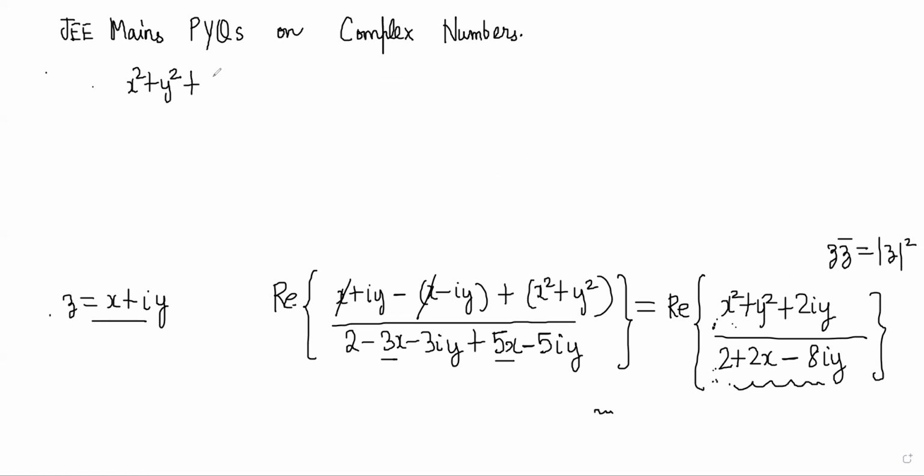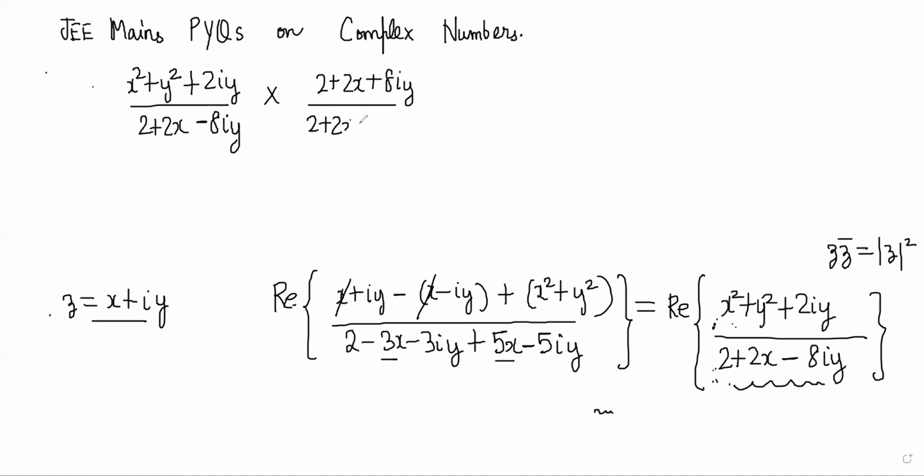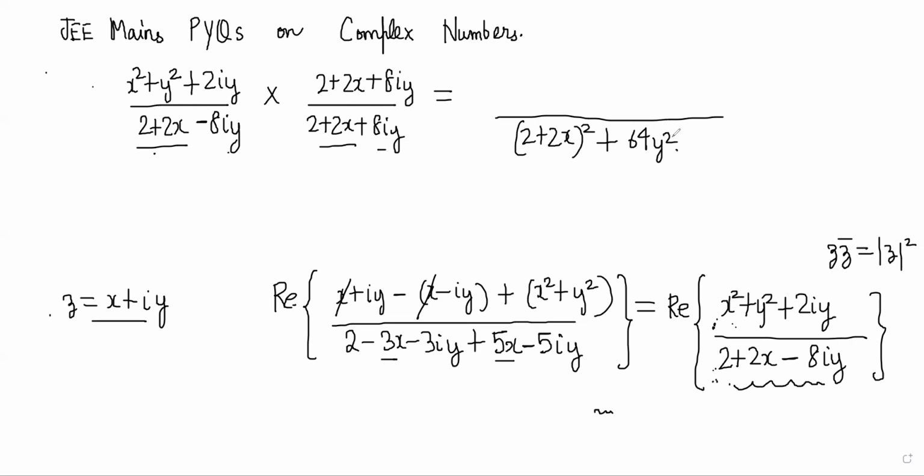So I'll say x square plus y square plus 2iy by 2 plus 2x minus 8iy. I will multiply it with the conjugate of this, which is 2 plus 2x plus 8iy, divided by 2 plus 2x plus 8iy, right? The denominator will now become a perfect square, which is the modulus of this complex number. So it will become 2 plus 2x whole square plus 64y square, because you are doing a minus b into a plus b, so it is a square minus b square, and i square becomes minus 1.